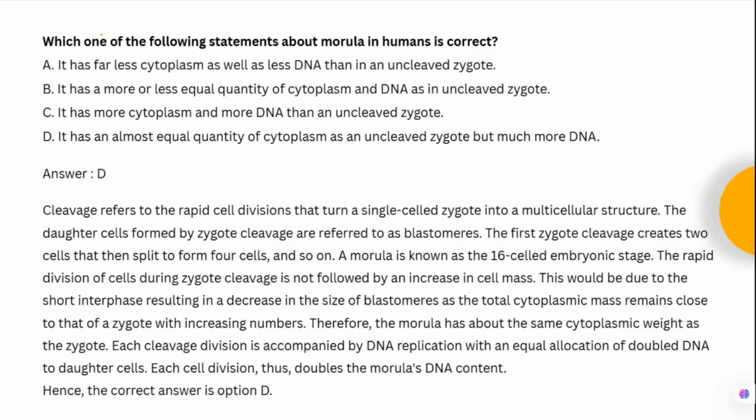The rapid division of the cell during the zygote cleavage is not followed by an increase in the cell mass. This is due to the short interphase, resulting in a decrease in the size of blastomeres as the total cytoplasmic mass remains close to that of the zygote with increasing numbers. So only the cell number increases, but the overall mass remains constant. Therefore, the morula has about the same cytoplasmic weight as that of the zygote. Each cleavage division is accompanied by DNA replication with an equal allocation of the doubled DNA to daughter cells. Each cell division thus doubles the morula's DNA content. Hence, the answer is D.